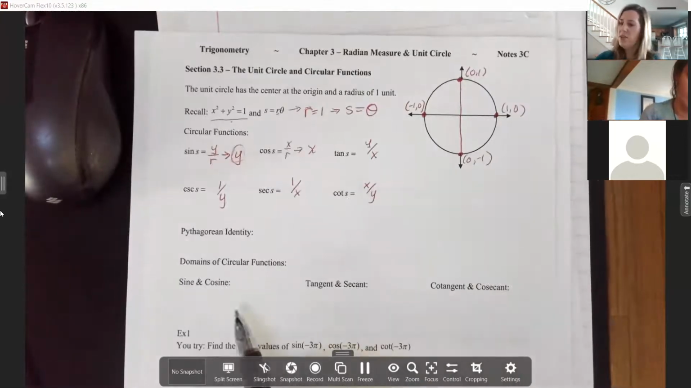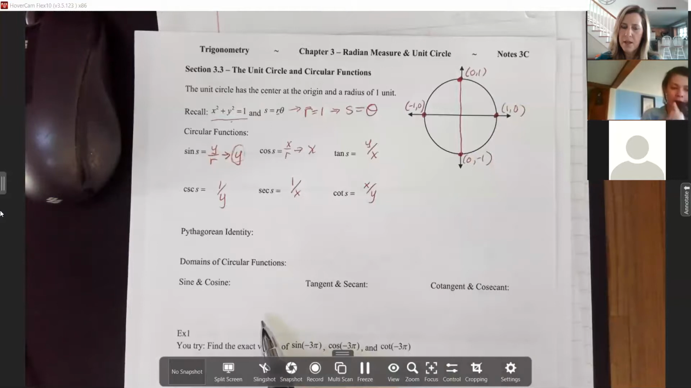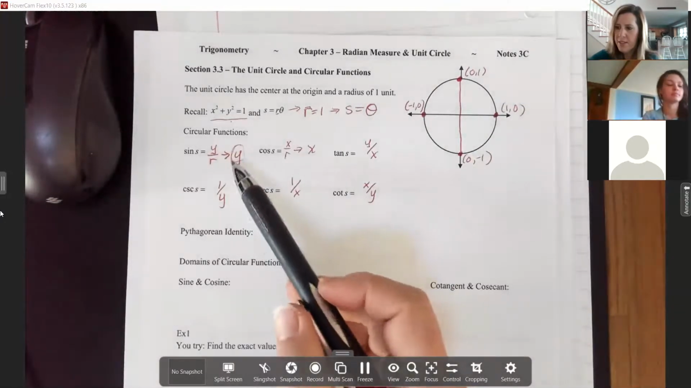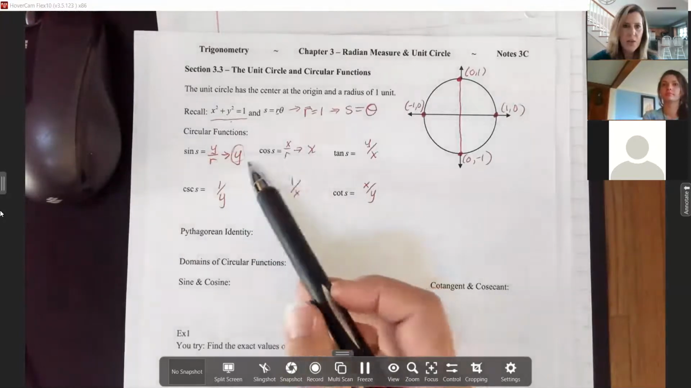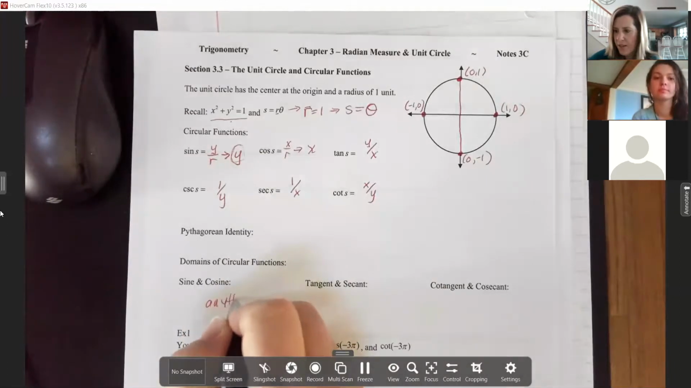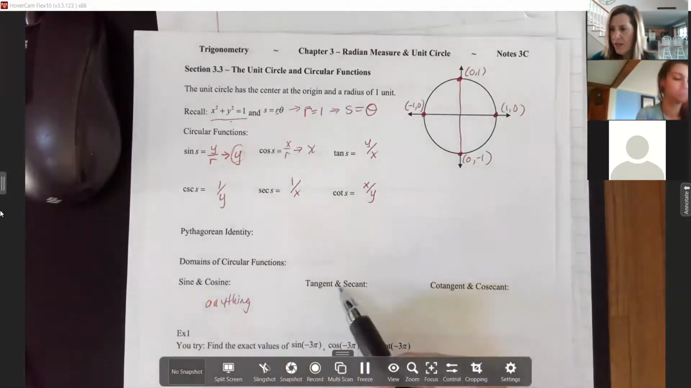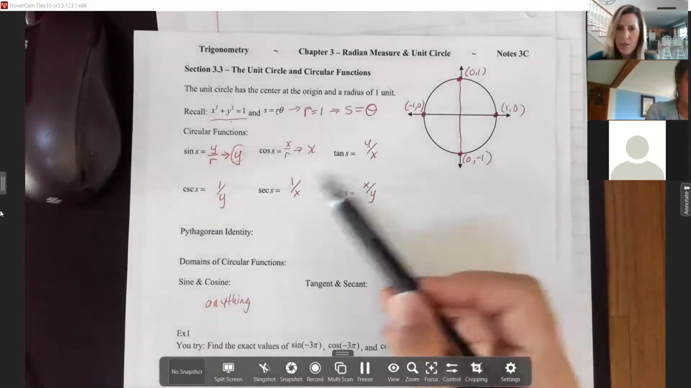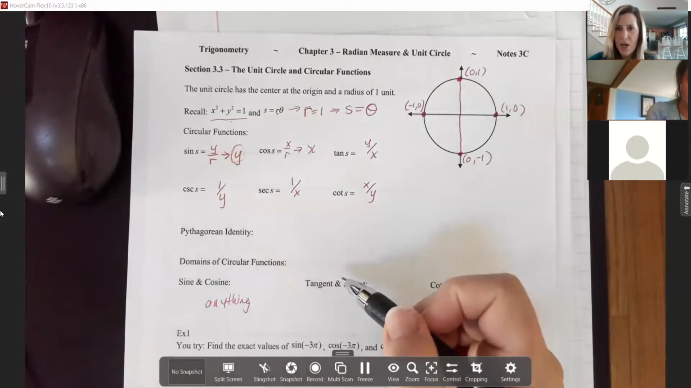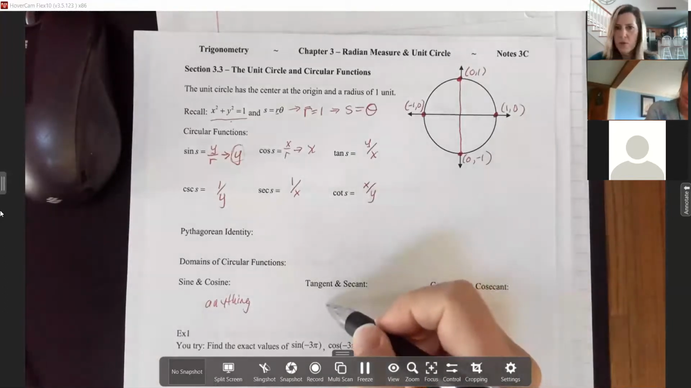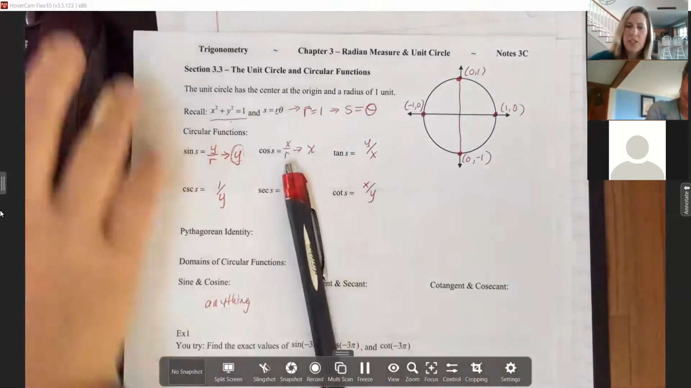So when you took down the notes, when it was going over the domain of these circular functions, since sine and cosine had no denominator, they could be anything, right? Does that make sense? Tangent and secant, the reason why they're grouped together is because they both have x in the denominator. So basically that's what the notes you should have taken down from that section said.